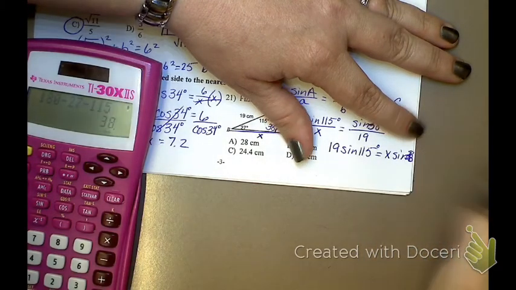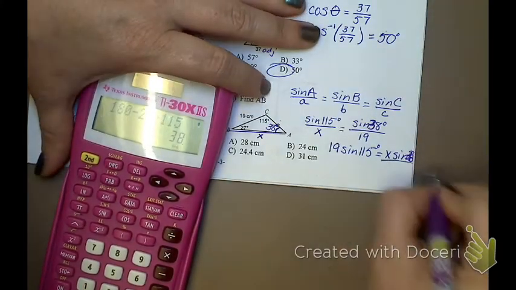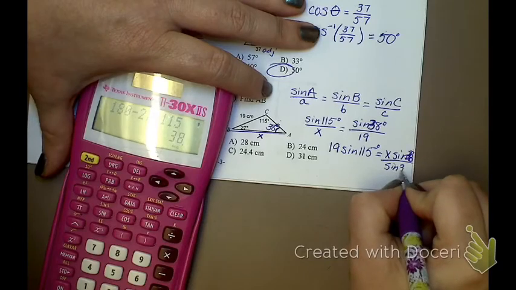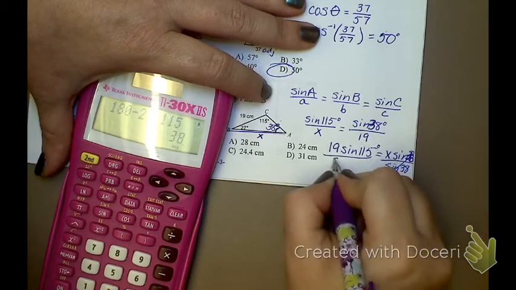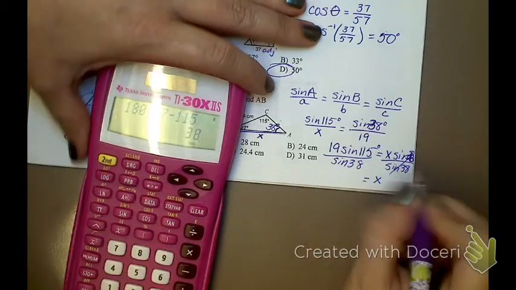38. So if you're listening to this on mute, you're not going to know what number that is. Okay, to get X by itself, I'm going to divide by sine 38. Divide by sine 38. And so I have X by itself. I just got to plug all that into my calculator.